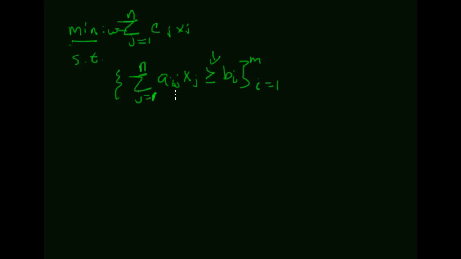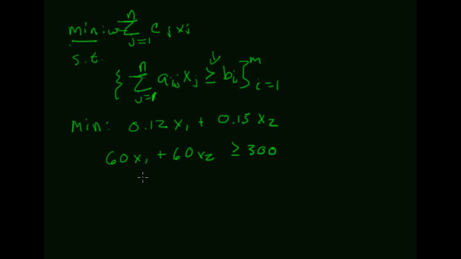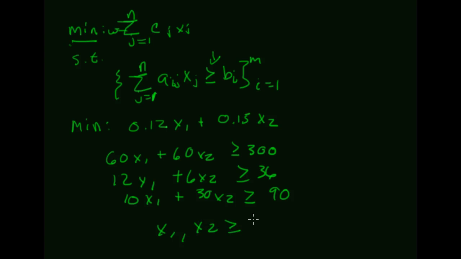So let's take an example where I'm minimizing 12 cents on x1 plus maybe a cost of 15 cents on x2, subject to x1 and x2 having to be greater than or equal to 300. 12x1 plus 6x2 has to be greater than or equal to 36. 10x1 plus 30x2 has to be greater than or equal to 90. And both x1 and x2 are strictly positive.